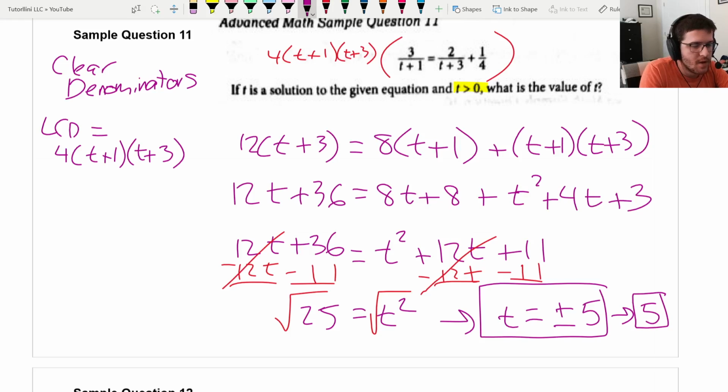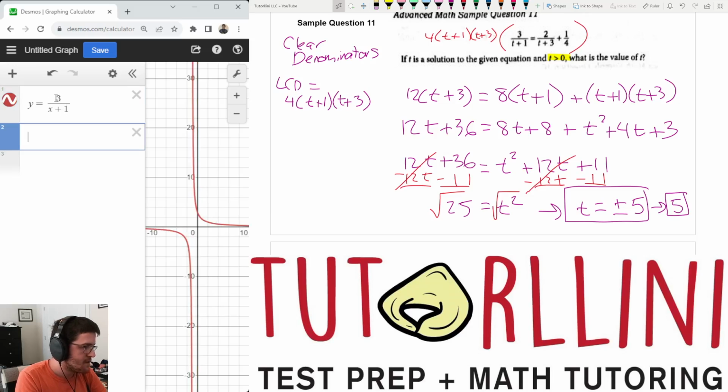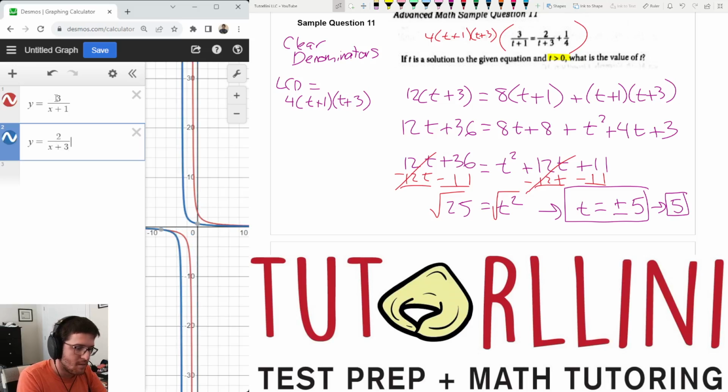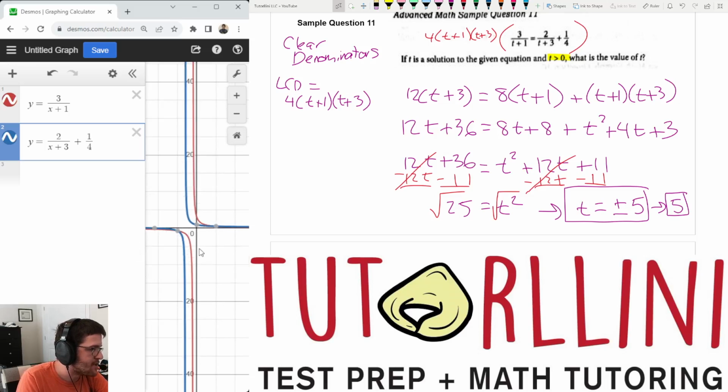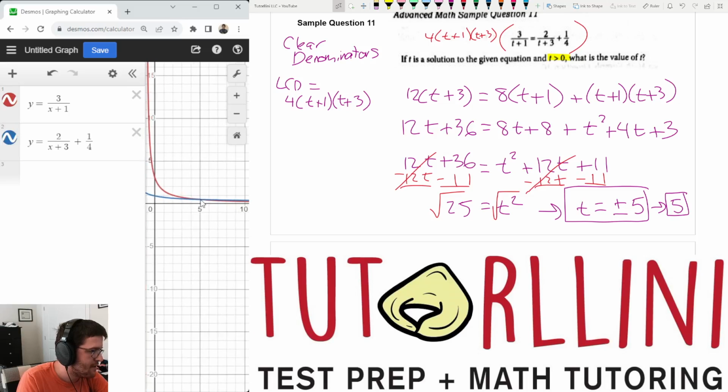Great. Okay, this one we could do on Desmos too. Let's do it. So I see x in the denominator, so I know Desmos is going to give me a hard time if I do that. So I'm going to do it the old-fashioned way, and we're going to change all the t's to x's. So y equals 3 over x plus 1, and then y equals the right-hand side, 2 over x plus 3 plus 1/4. Great, so now I just have to click where they intersect, -5 and 5. And again, because it wants a positive answer, we would say 5.